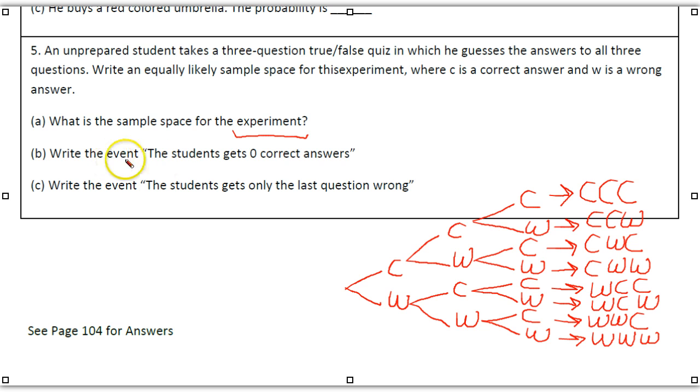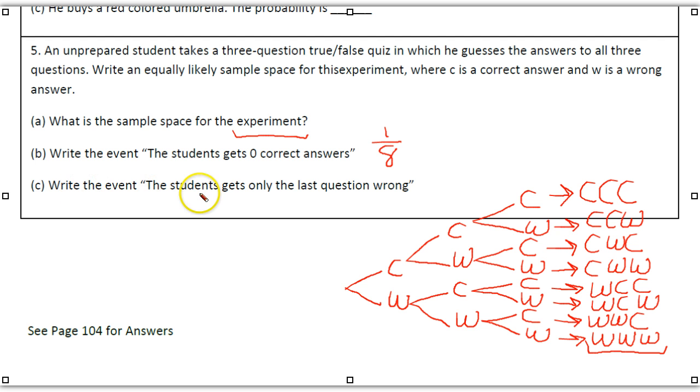Write the event. The student gets 0 correct answers. So, to get 0 correct answers would be this last one here, where there are no correct answers. They're all wrong. So the probability of that would be 1 out of 8.